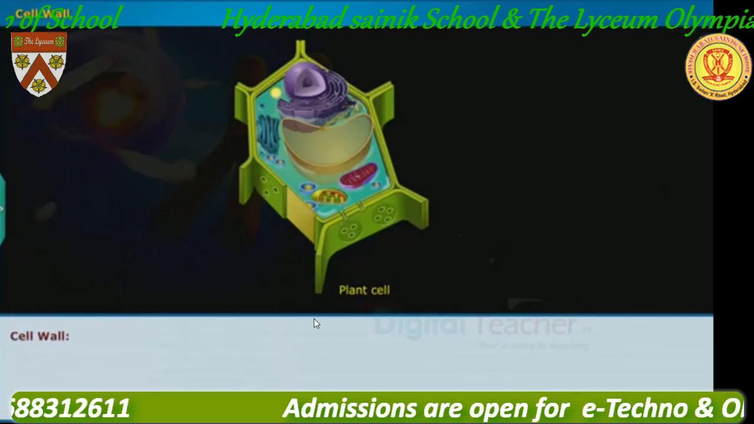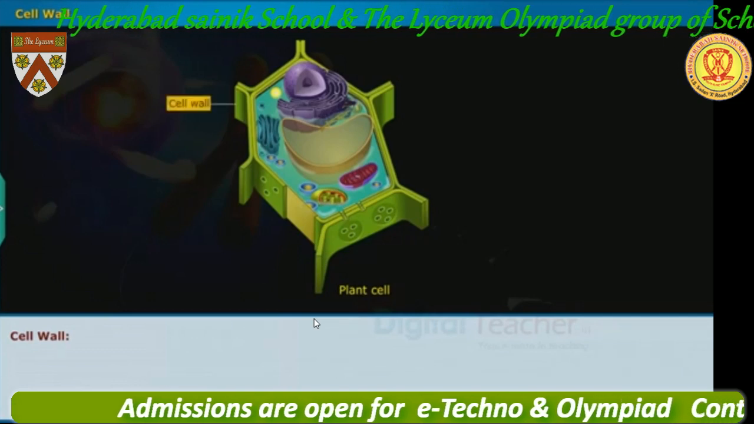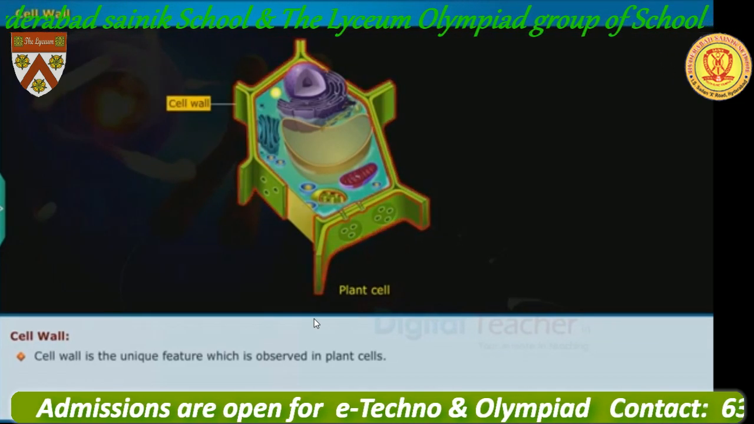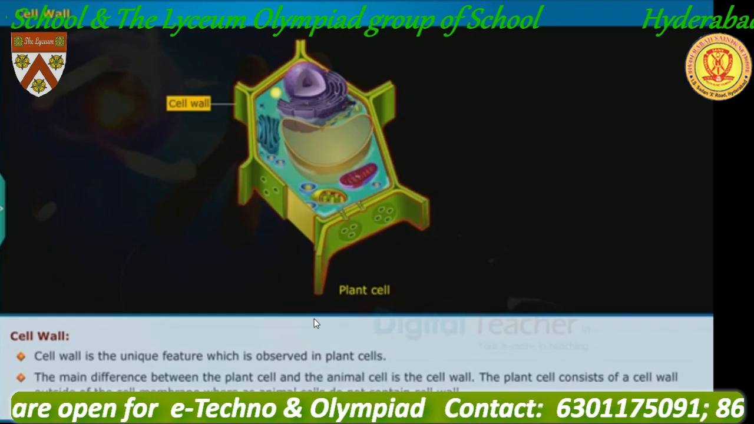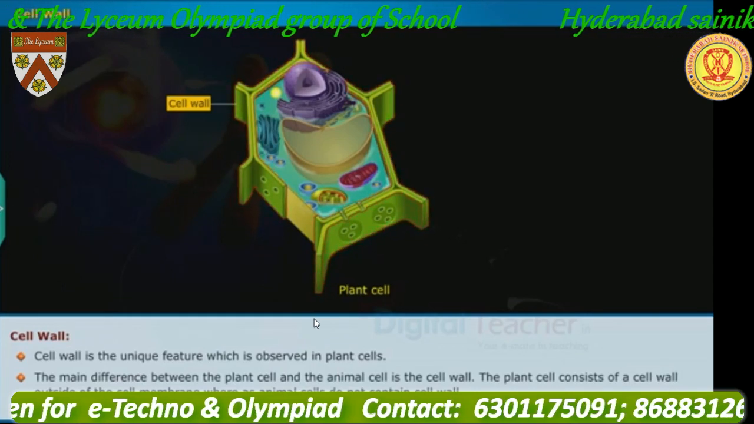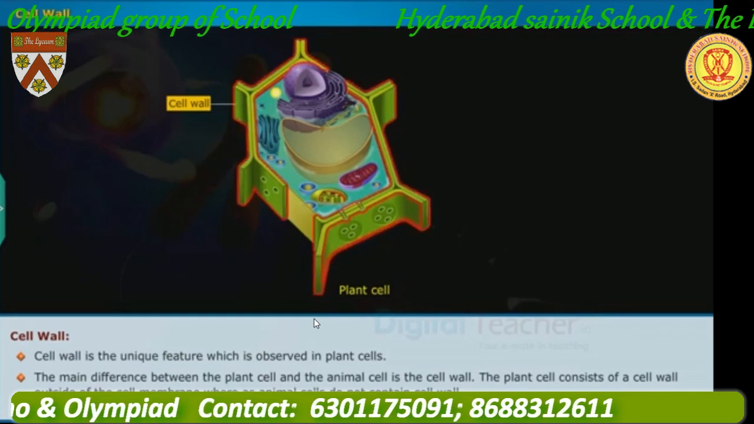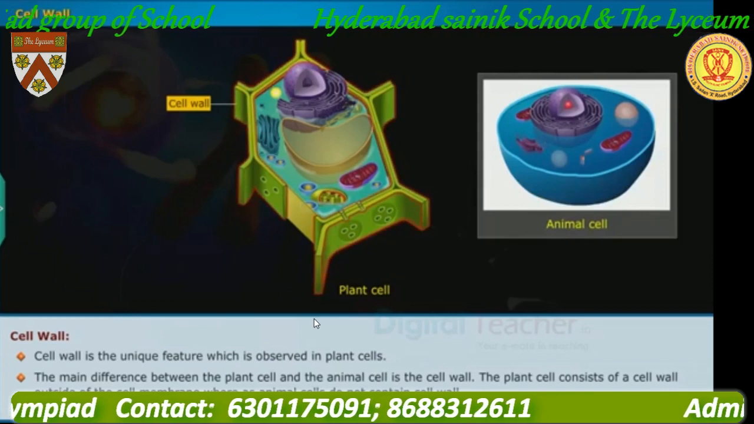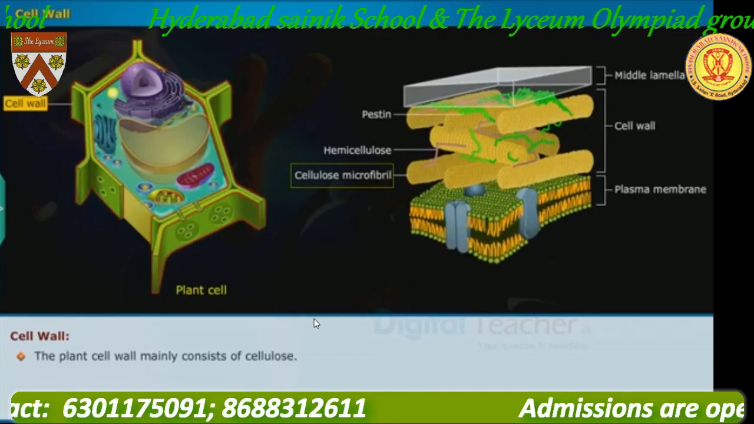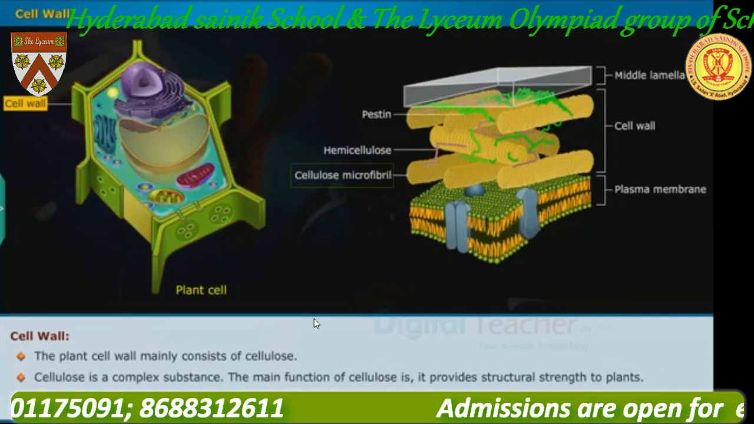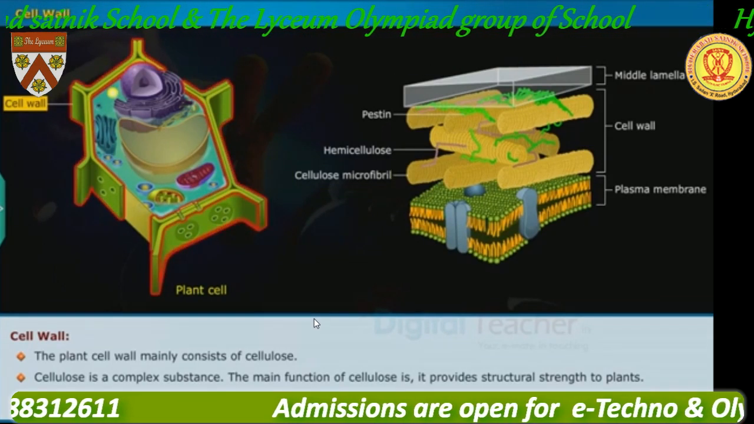Now, let us study the other important extra layer of the plant cell called the cell wall. Cell wall is the unique feature which is observed in plant cells. The main difference between the plant cell and the animal cell is the cell wall. The plant cell consists of a cell wall outside of the cell membrane, whereas animal cells do not contain a cell wall. The plant cell wall mainly consists of cellulose. Cellulose is a complex substance. The main function of cellulose is that it provides structural strength to plants.